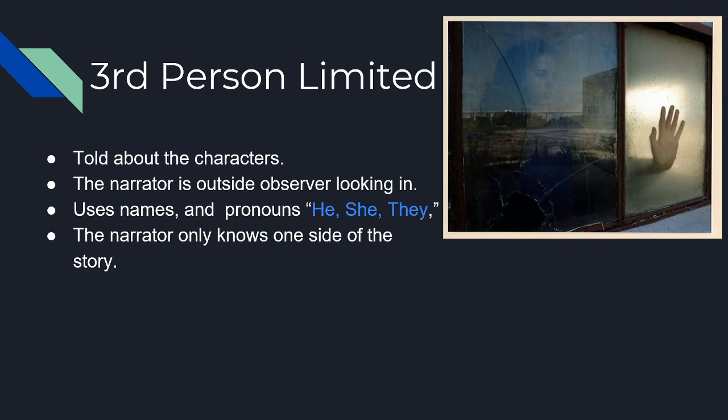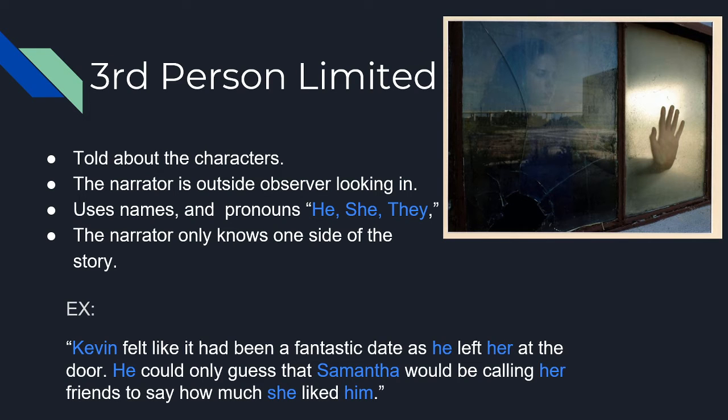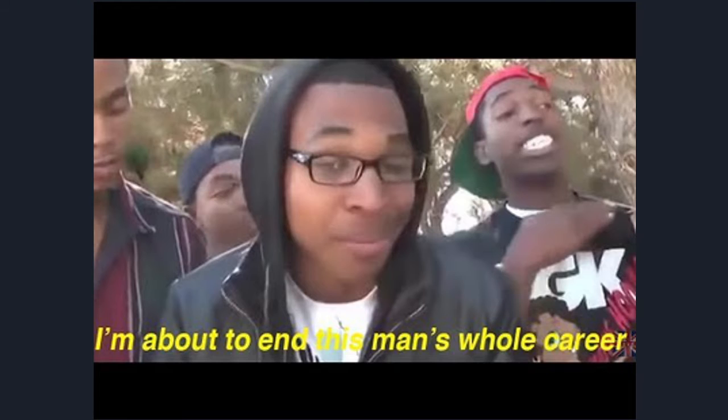So here's what's going on if we write his story out in third person limited. Kevin felt like it had been a fantastic date as he left her at the door. He could only guess that Samantha would be calling her friends to say how much she liked him. So once again, this story is being told about Kevin. We're getting his thoughts and his side of the story, but we don't know what's going on with Samantha.